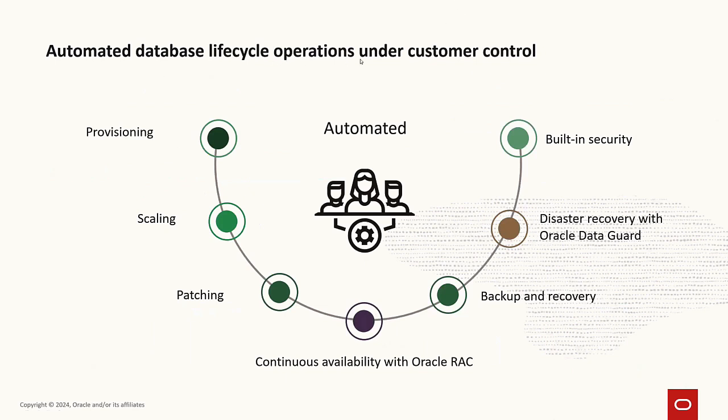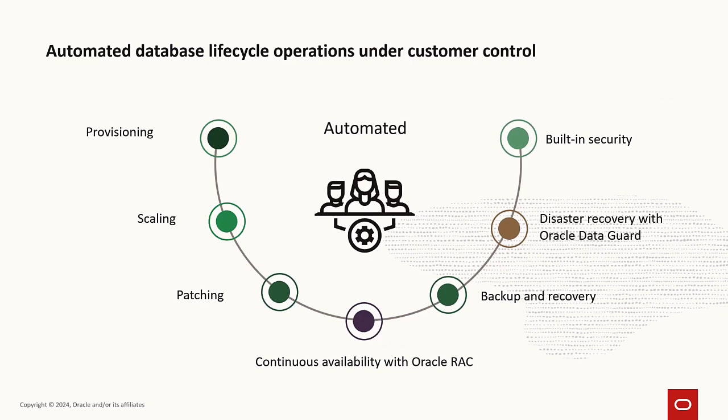So automated database lifecycle operations under the customer control. So for automation on OCI, at pretty much every single level, from provisioning, scaling, patching, continuous availability, backup and recovery, disaster recovery, and built-in security, all of this is going to be things that are automated and managed for you. Even on the most simple level of database, you have the options to be able to achieve all of this. With provisioning, you will have automated provisioning through the many infrastructure as code tools on OCI.